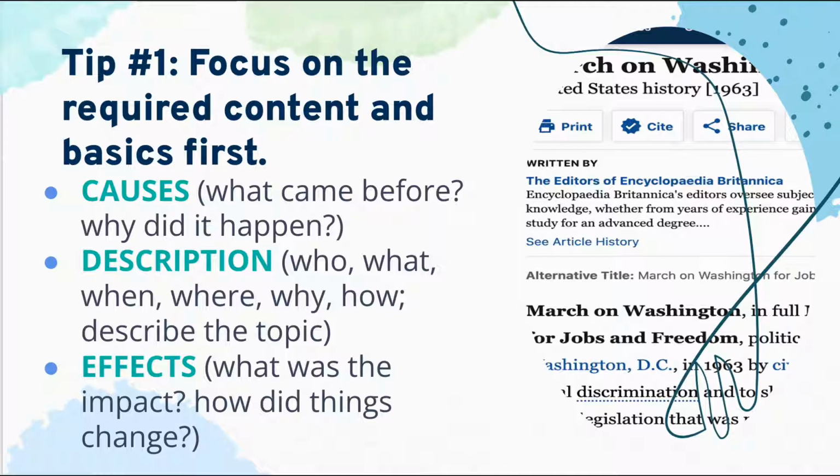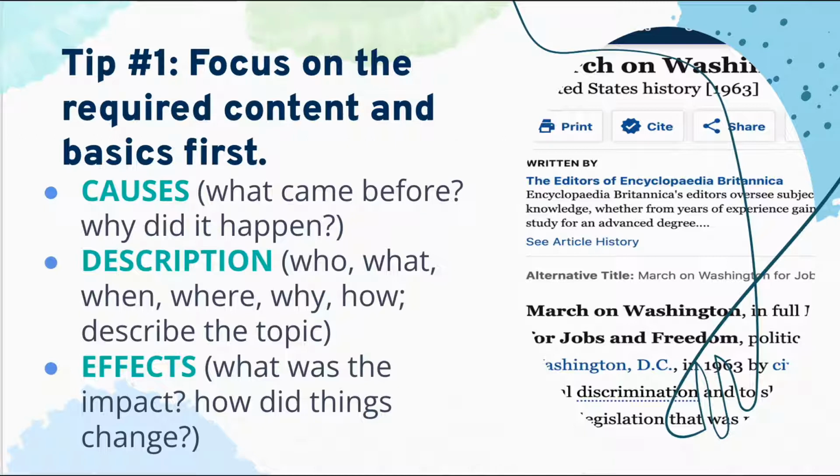First tip, focus on the required content and basics first. What came before and why did it happen? What are the causes, or what do I need to know to explain my topic? Second, you're going to look at a description of the heart of what happened. Who, what, when, where, and how. But remember, you're describing the topic and what happened, not just listing a series of these things. It needs to be in story form, so give yourself enough details to do that.